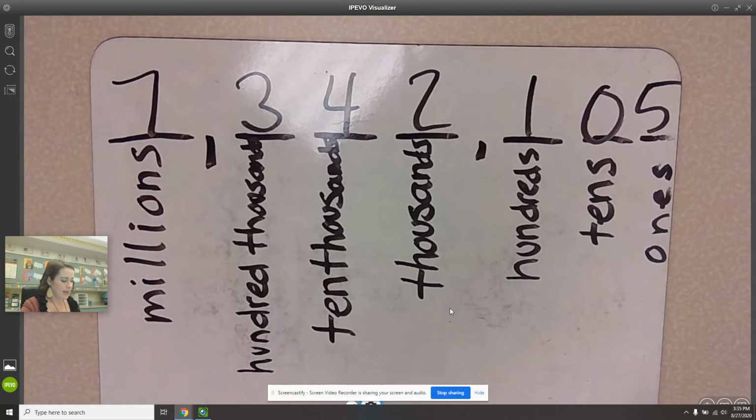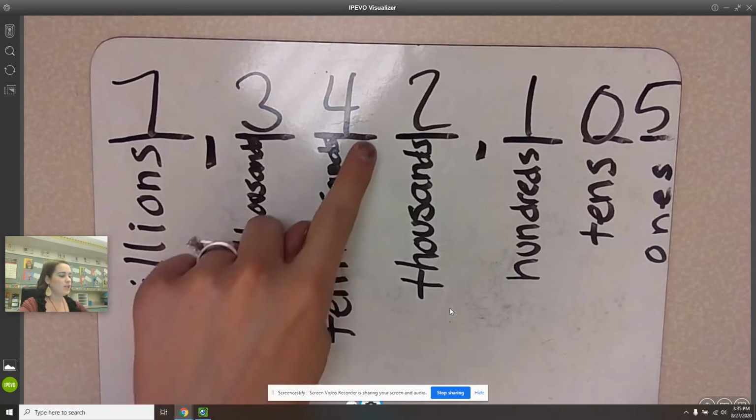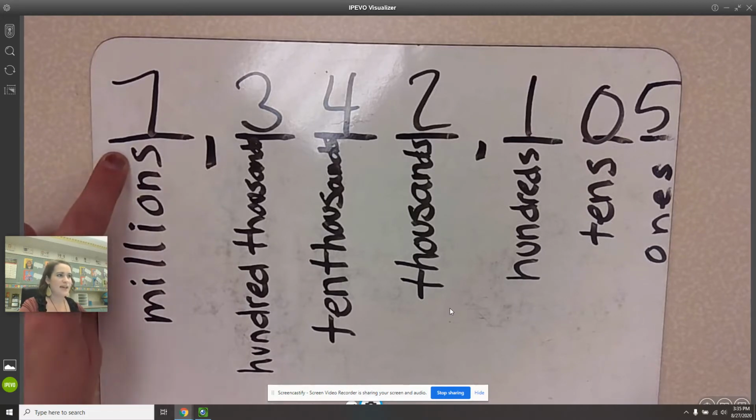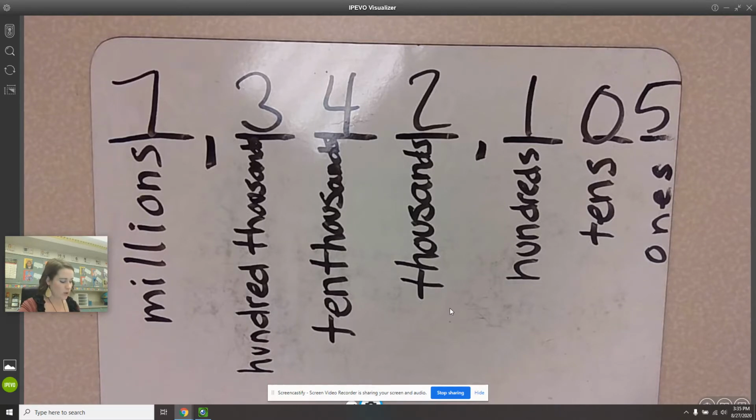So if I would say, what place value is in the thousands place? It would be 2. If I said, what number is in the tens place? It would be 0. Or how about in the millions place? It is 7. Okay. You might also be asked the value of a number.